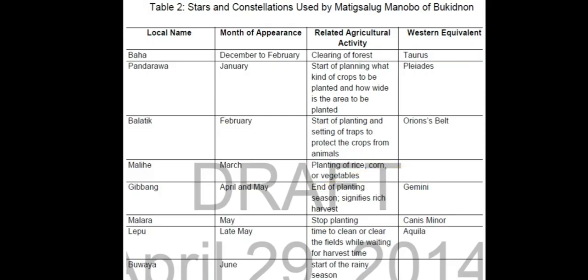So just pause this portion of the video so you can see other examples of different constellations and what they indicate and how they help farmers during early days.